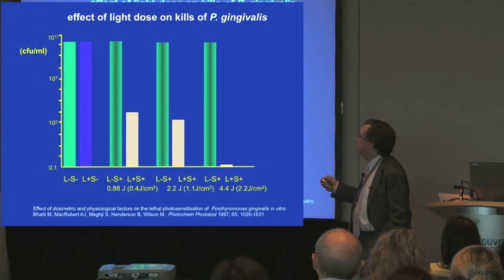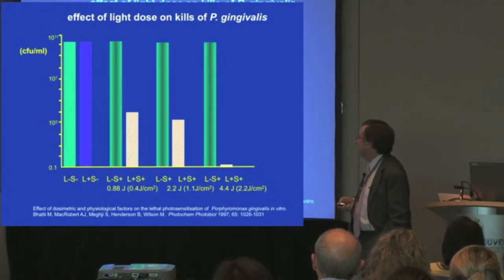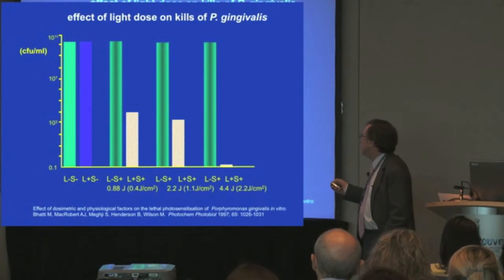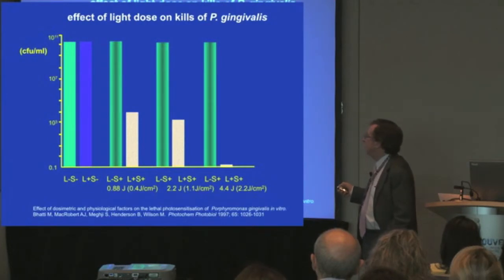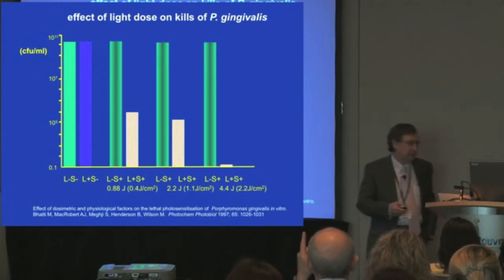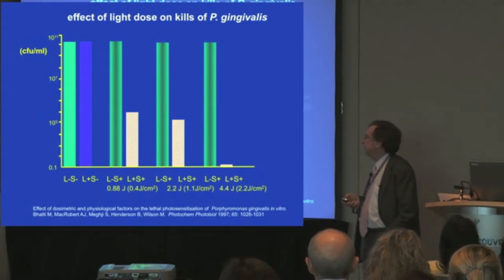So as you can see, for all these controls, the light by itself doesn't affect the viability of the organism. The photosensitizer by itself doesn't affect the viability of the organism. But with the combination of light and the photosensitizer, you get a dose-dependent decrease in the viability of the organism. So we're going from 10 to the 10 down to less than 10 to the 1. So we're getting a 10 log reduction.